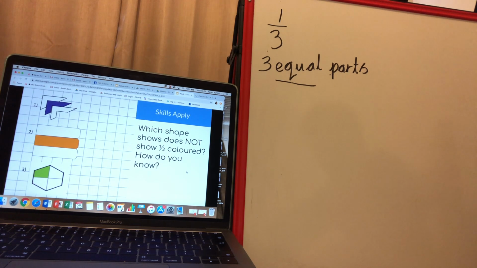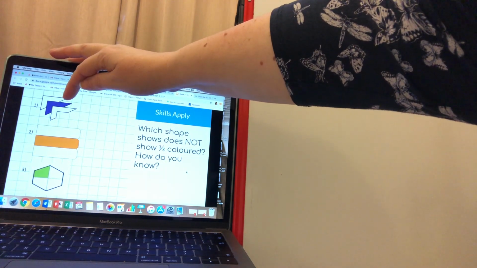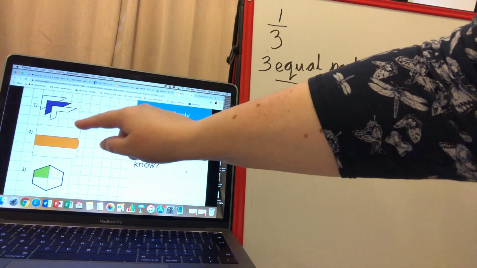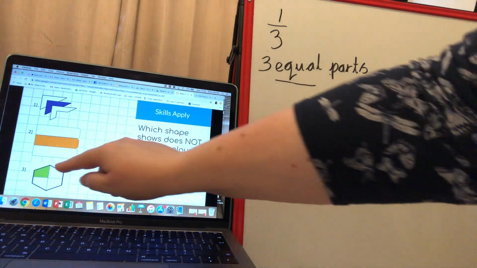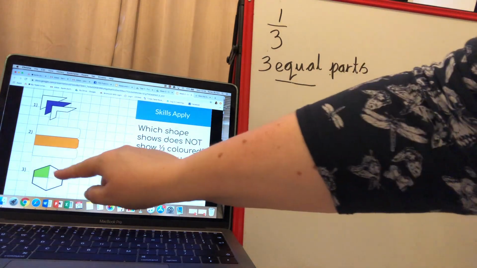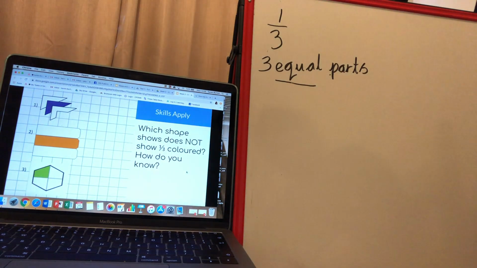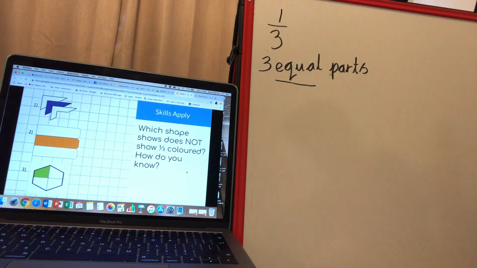Okay, and this is our last one. Which shape does not show 1/3 coloured? Well, number 1 has got 3 parts with 1 coloured. They're all equal. That is 1/3. Question 2, there are 3 parts, 1 is coloured. That is 1/3. Question 4 has 1, 2, 3, 4 parts with 1 coloured. That one's showing 1/4. So that's the shape that does not have 1/3 coloured. Number 3 is the correct shape.